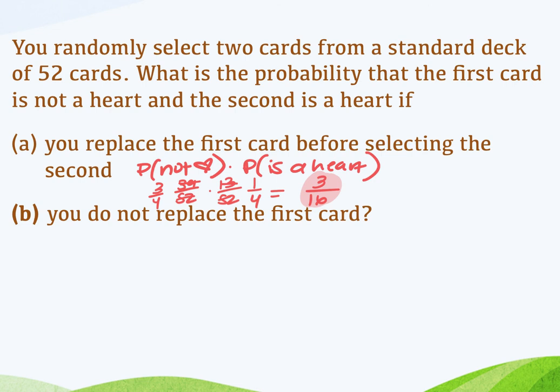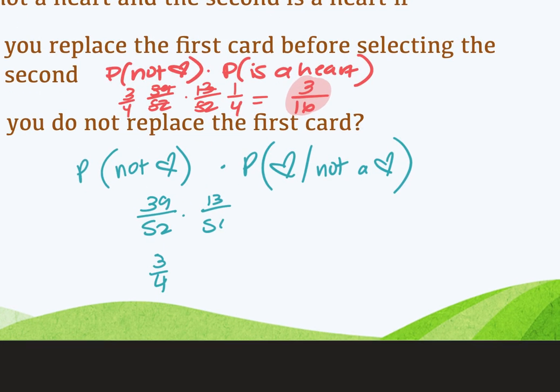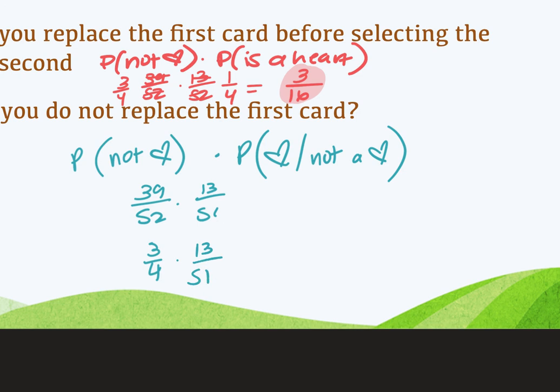And then B says you don't replace the first card. So again, probability of not a heart times the probability that it is a heart given not a heart was picked first. So probability of not the heart is still the same. It'd be 39 over 52 or 3/4. But what's the probability of getting a heart assuming you picked a not heart the first time? 13 out of 51. Good. So this actually goes in here. 17 times 13 over 68.